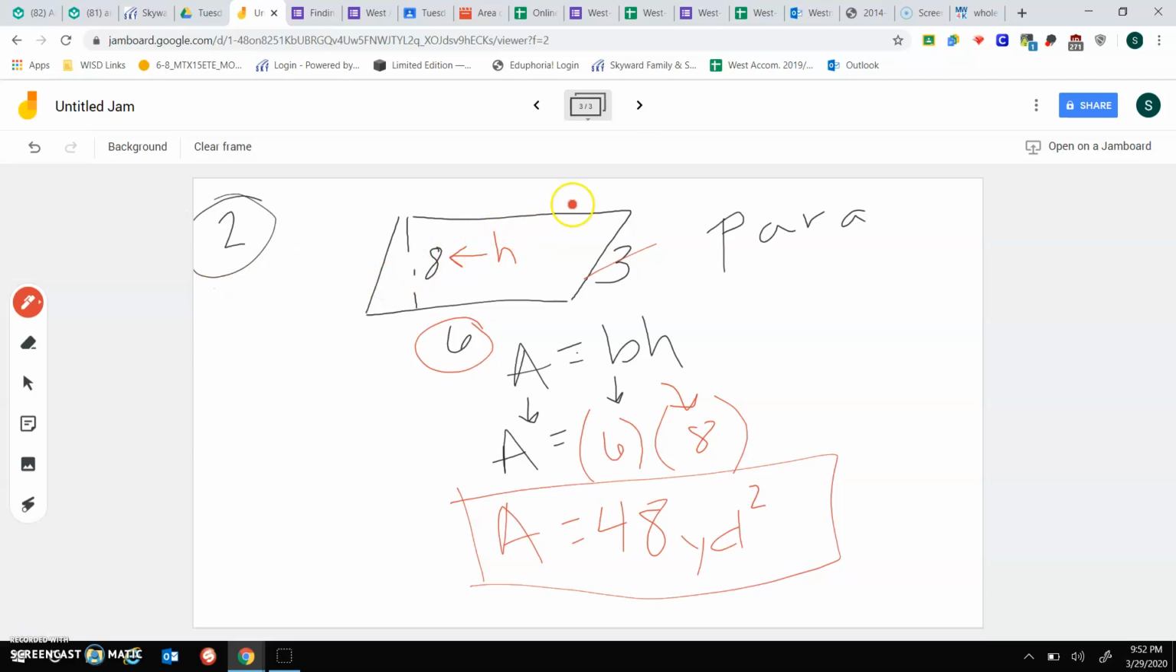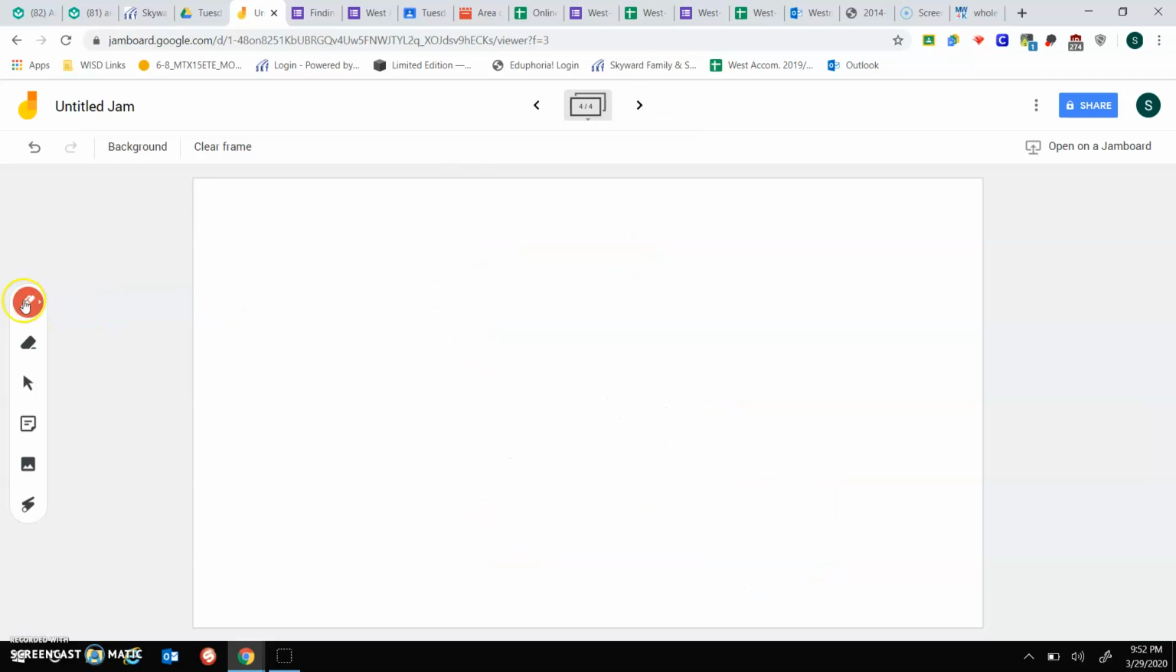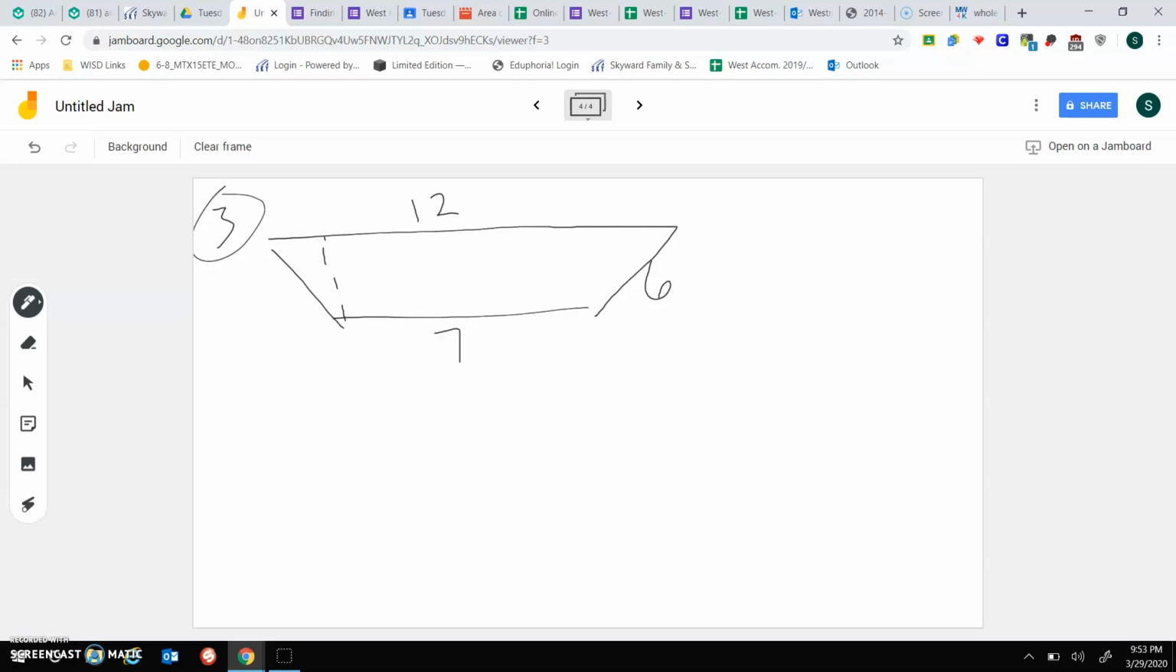Let's do one more example. We'll say this is example 3. Go ahead and draw this shape for me. Okay, I'm going to give you a minute to draw that shape. We're going to say that this is 7, this is 12, 6, and this is 8.